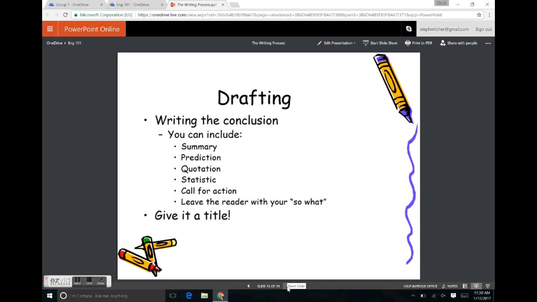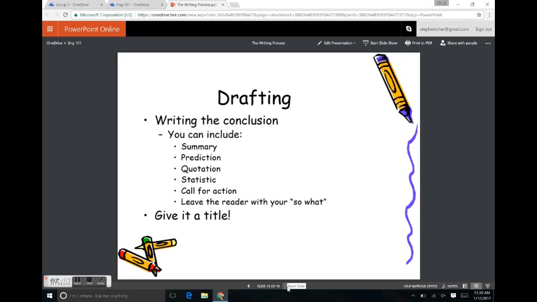You can come back to a quotation, or you can finish a quotation. You can give us some kind of interesting statistic, some kind of call for action. That is, what do you want us to do now that we have heard this information? Or you can leave, and also you should always do this last one, leave the reader with your so what. Why does this matter? Why do we care?